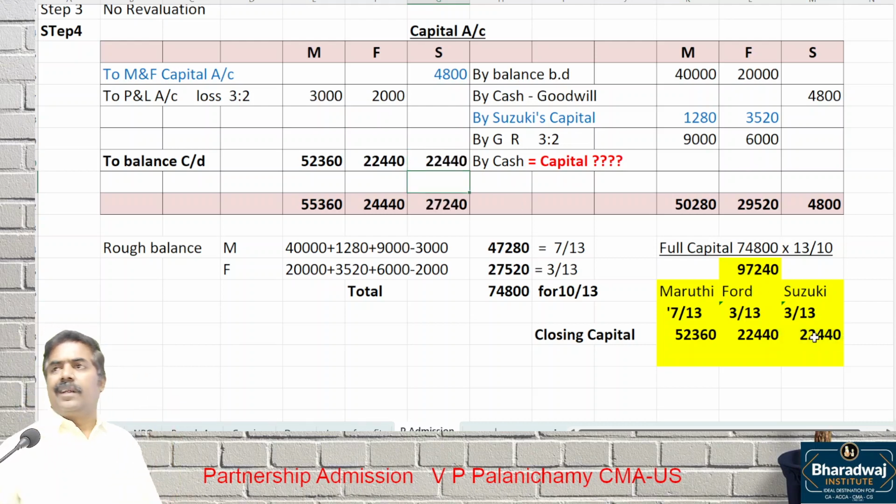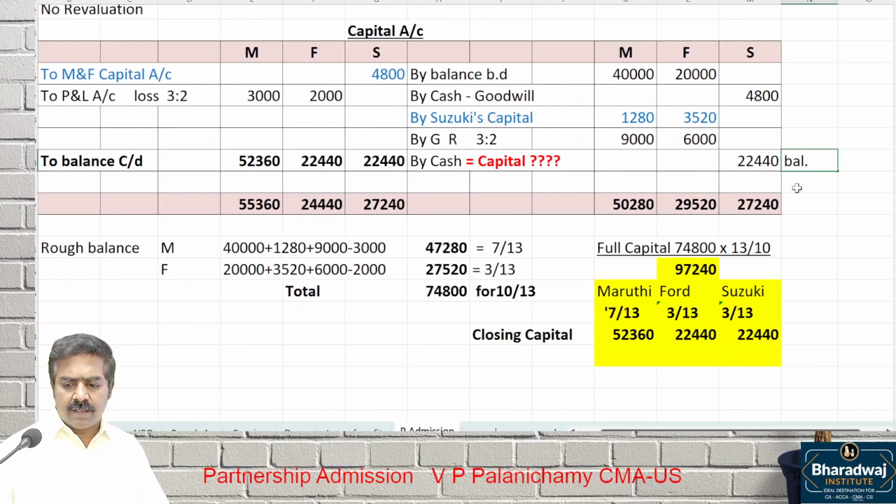Now, let us check. First tally the new partner's capital. 27,240 on the debit side, credit side 4,800, and the balancing figure you have to bring in. 27,240 minus debits, how much? 22,440 has to be brought in. This is a balancing figure. Okay, 22,440 the new partner should bring.